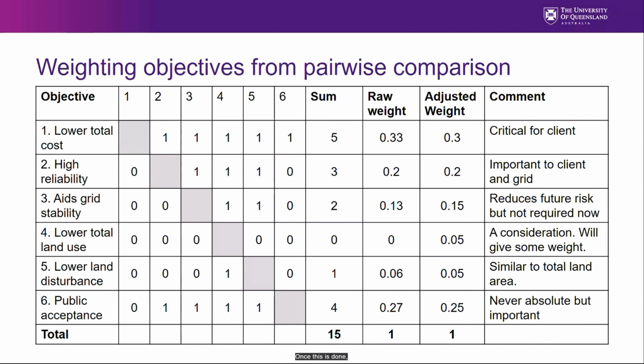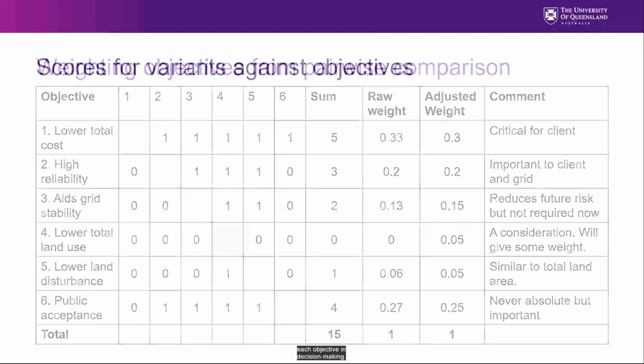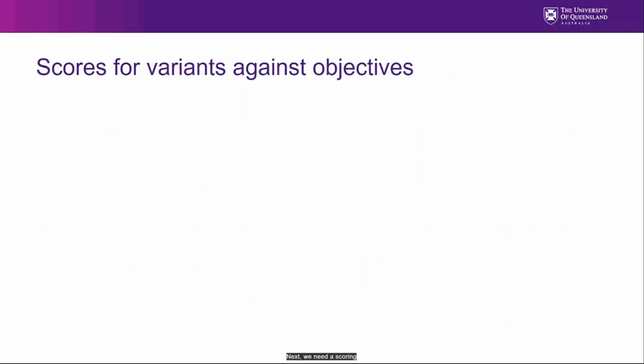Once this is done, we fiddle with the weightings a little so they are neat and reflect more closely how we see the weighting. For example, lower land use should have some weight, even if it is behind the other 5 objectives. These numbers should indicate the relative importance of each objective in decision making. Next, we need a scoring system for the variants to be able to use these against objectives.